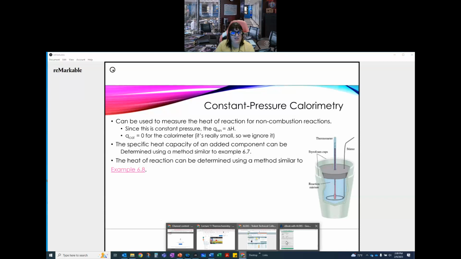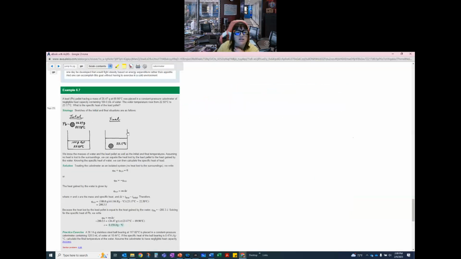Now, 6.7 is this thing right here. From your textbook, it says a lead pellet having a mass of 26.47 grams and 89.98 degrees C was placed in a constant pressure calorimeter of negligible heat capacity containing 100 milliliters of water. The water temperature rose from 22.5 degrees C to 23.17 degrees C. What's the specific heat of the lead pellet? So I have this lead pellet, it has this mass, it has this temperature, and then there's 100 grams of water that starts at 22.5 degrees C, and eventually we get to 23.17 degrees C.